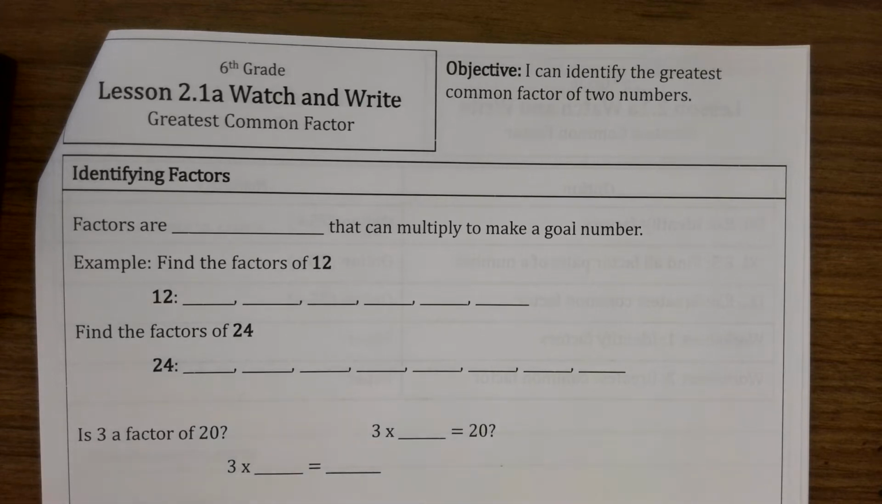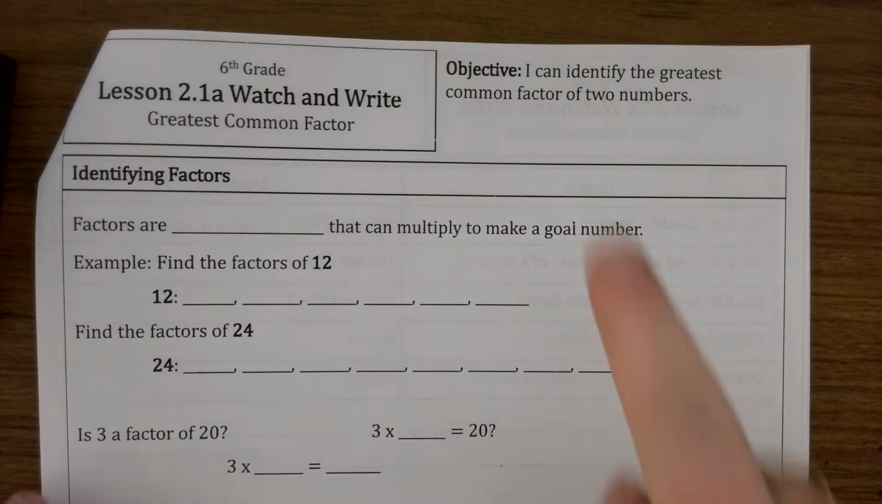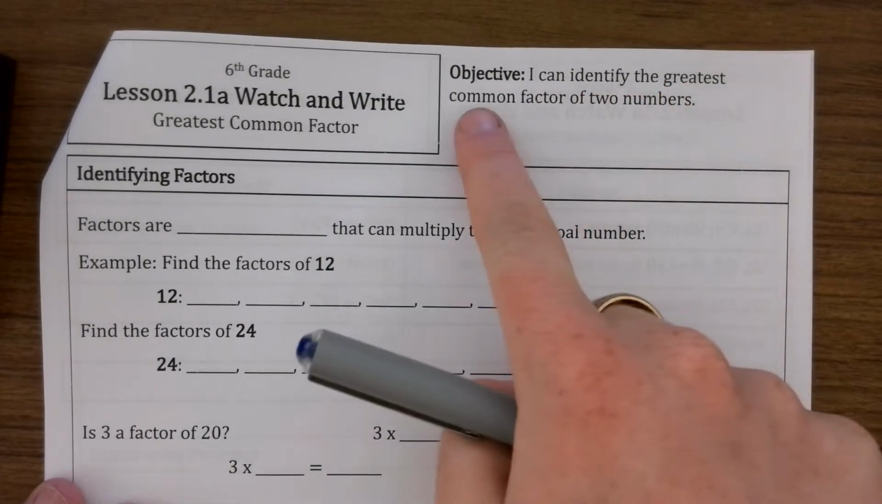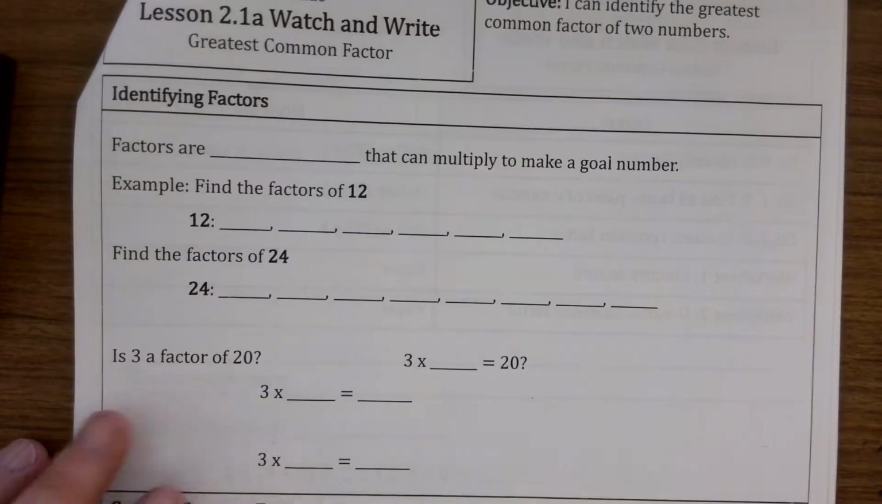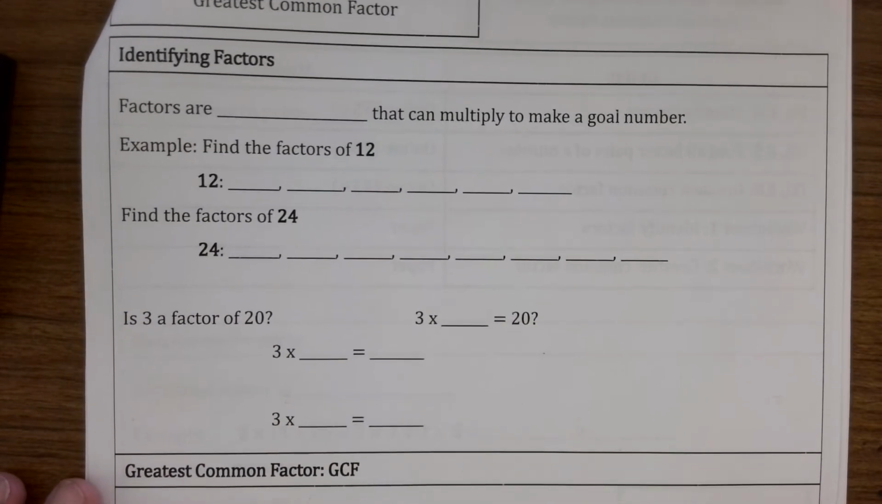All right, we're going to look at lesson 2.1a today, which is about the greatest common factor. So our objective is that I can identify the greatest common factor of two numbers. So let's talk about factors.